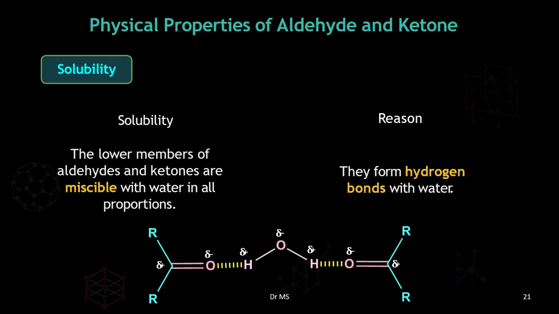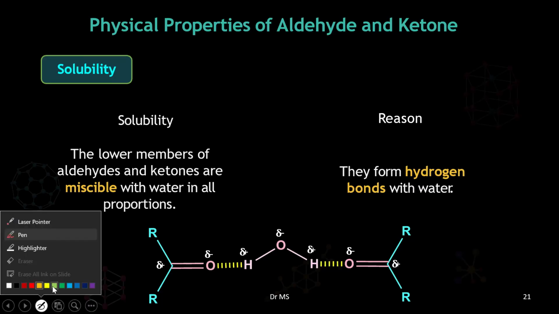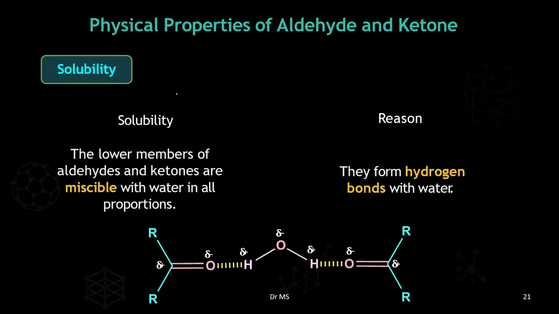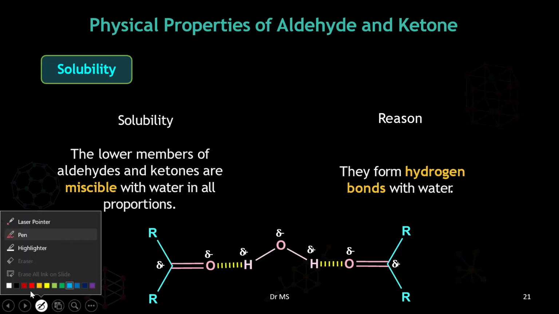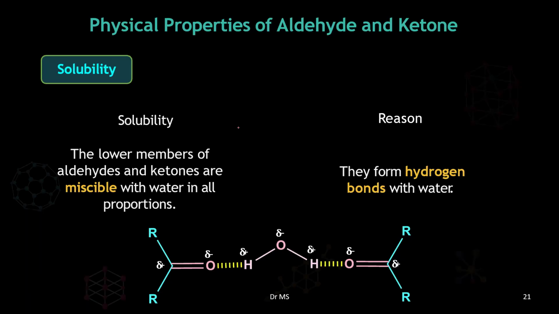What is the meaning of miscible? Come on, you might have studied it in class 10th or 9th. Sir, what is it, miscible? Is it clear? Yeah, it is clear. Okay, so miscible means, remember, it can mix.